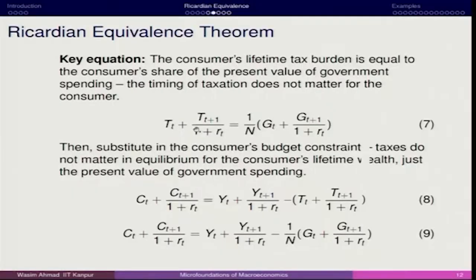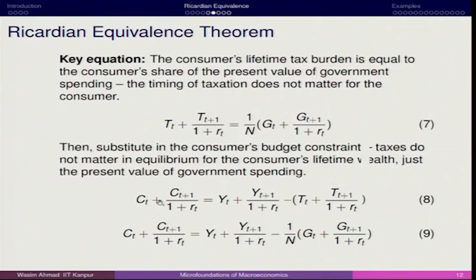So, T_t plus T_{t+1} upon 1 plus r_t is equal to 1 upon n times G_t plus G_{t+1} upon 1 plus r_t. Now, if I substitute this back into the consumer's budget constraint, this is what we have, right. This is the consumer's budget constraint with the tax imposition. We can also write the budget constraint as Y_t minus T_t and Y_{t+1} minus T_{t+1} upon 1 plus r_t.